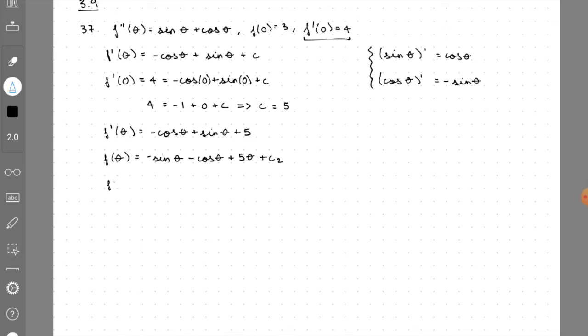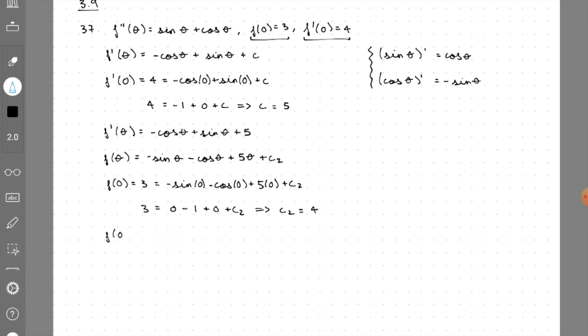And now we also have this information that f of 0 equals 3. And that's going to be equal to negative sine of theta minus cosine of theta plus 5 theta plus c2. Okay, we just have to plug those in, sorry. Now, sine of 0 is just 0. Cosine of 0 is 1. 5 times 0 is 0, plus c2. So therefore, c2 is going to be equal to 3 plus 1, which is 4.